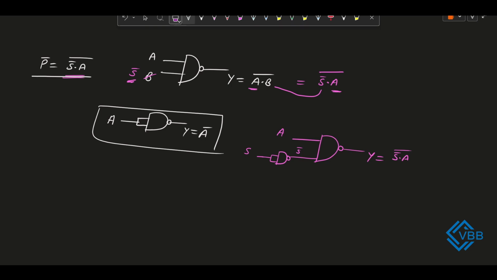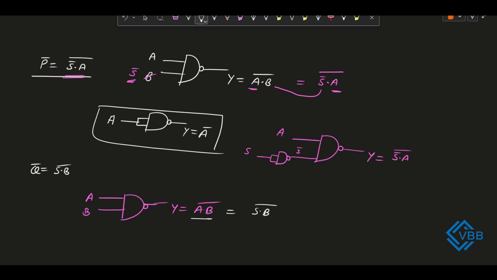Now let's implement the Q complement as well. So what is the Q complement? Q complement is nothing but S into B whole complement. So let's implement this as well. This is very simple as compared to the P complement. As you all know, if there are two inputs A and B, then we will get the output Y equal to A into B whole complement. Now we need S into B whole complement instead of A into B whole complement. So what do we need to change in the input?